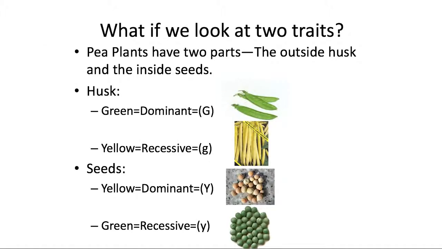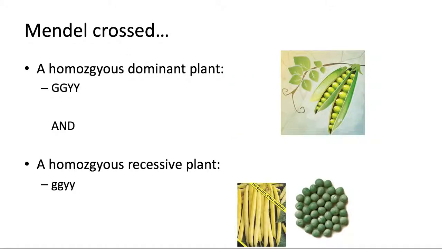So let's say we look at 2 things. We look at the outside of the pea plant and we look at the inside at the same time. So the outside of the plant is called the husk, and it could be green or yellow. And the inside of the plant is the seed, and it could be, again, green or yellow. For the husk, the outside green color is dominant over yellow, and for the inside, yellow seeds are dominant over the green seeds. So this is what Mendel did.